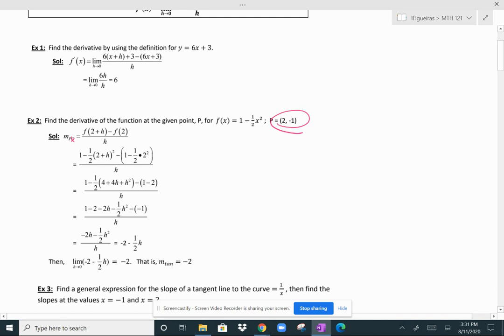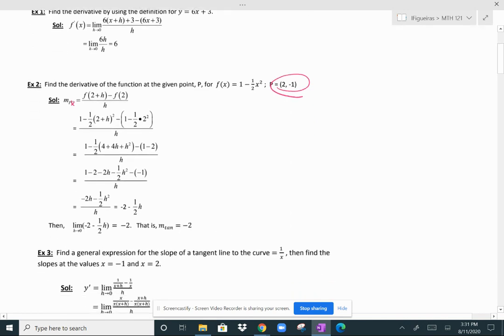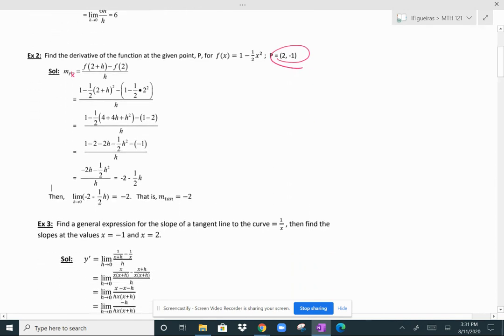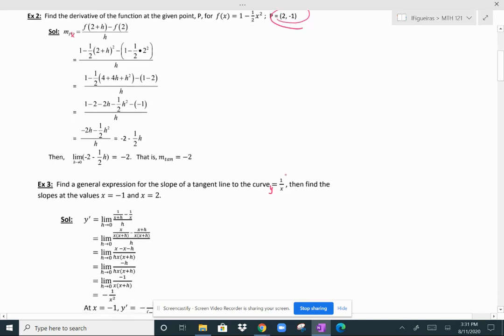Okay, so let's move on to example 3. We want to find a general expression for the slope of the tangent line to the curve of, I'm missing a y here, y equals 1 over x. Then find the slope at each of these values at -1 and at 2. So first we're going to find the general derivative of this function, and then we'll plug in the x values.